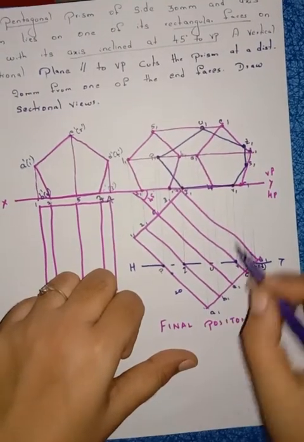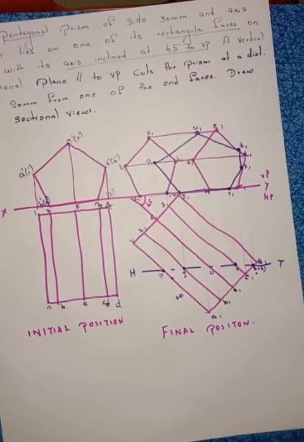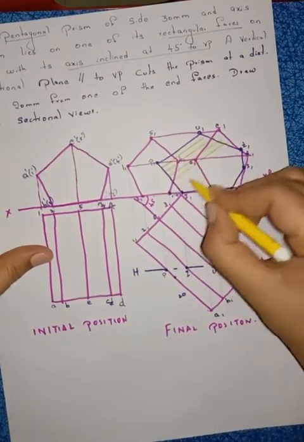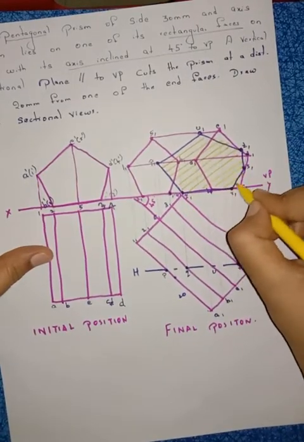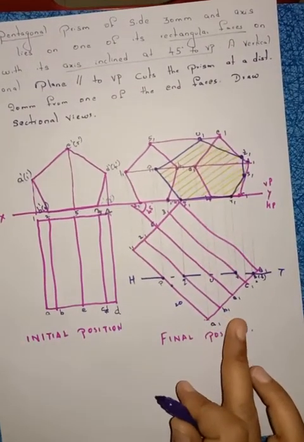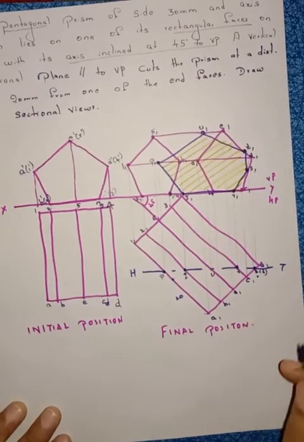You will get the sectional front view shape. After getting this shape, you have to draw the hatching lines for P, Q, R, S, T and U. So no need to draw the true shape here because the sectional plane is in parallel condition. Parallel condition lo unnappudu true shape draw cheyalsina avasaram ledhu.